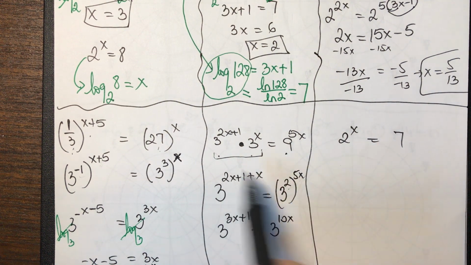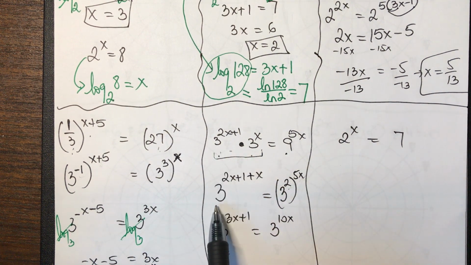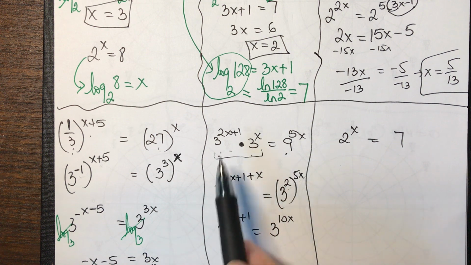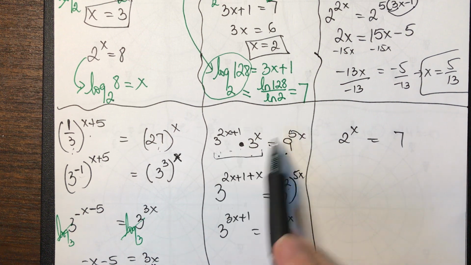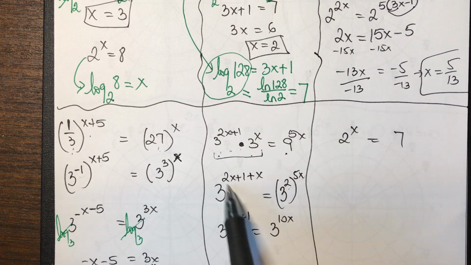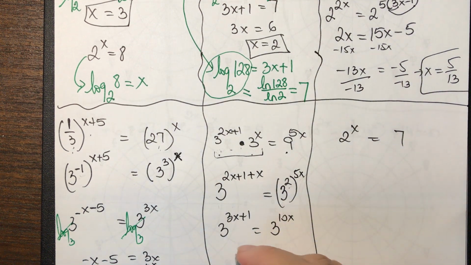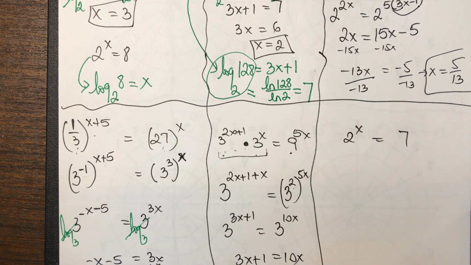Again, multiply the exponents. When you multiply numbers with a common base, right? You don't multiply the bases, right? What this tells you is these are a bunch of 3's multiplied together times some more 3's that makes a total of this many 3 factors, right? So add up the exponents. Good. Drop the bases. 3x plus 1 is equal to 10x.